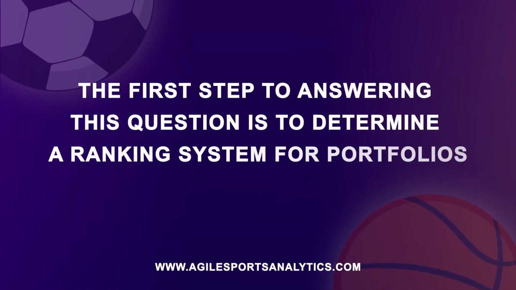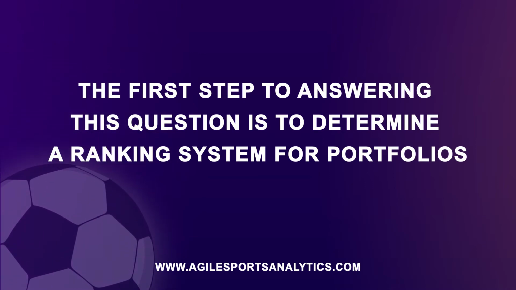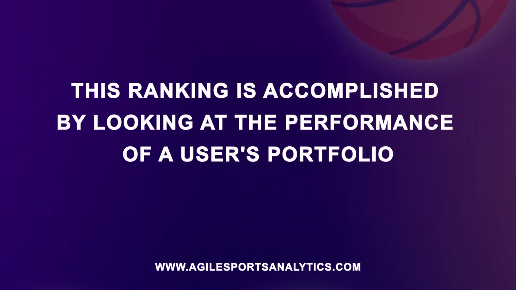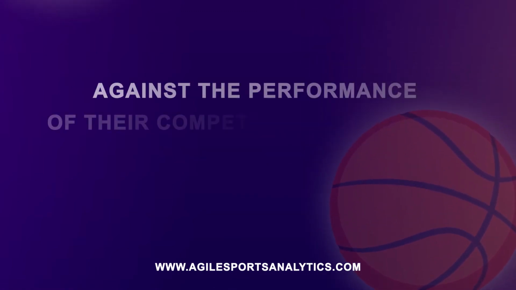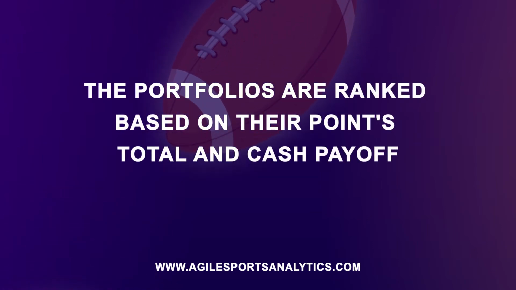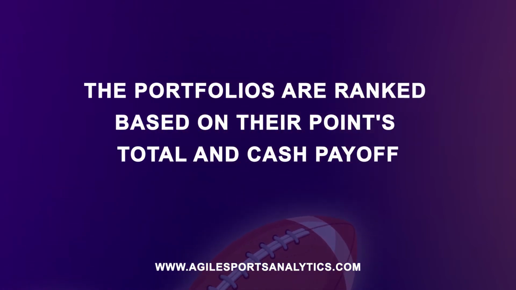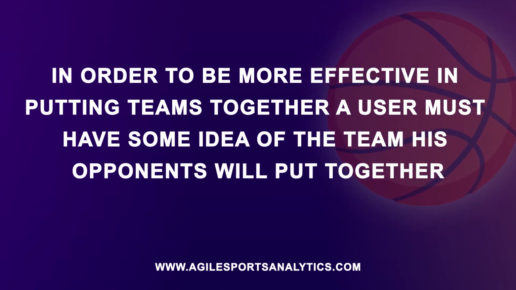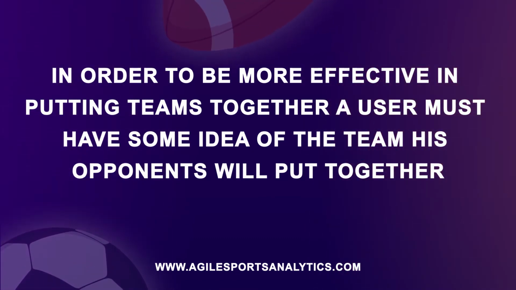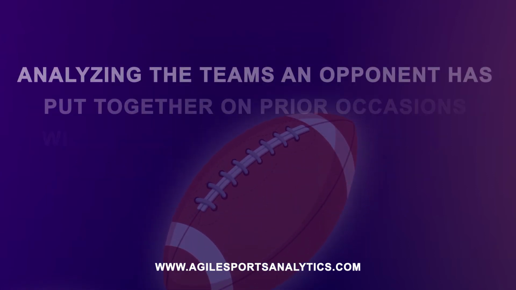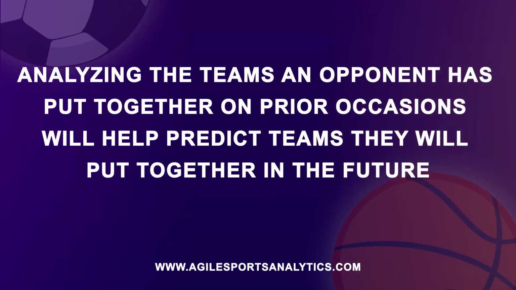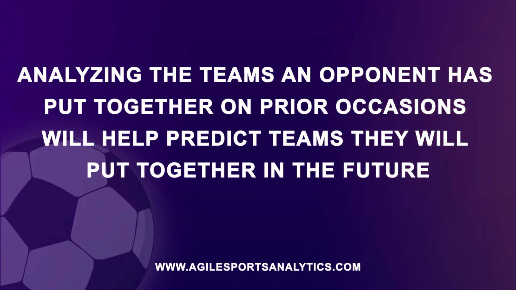The first step to answering this question is to determine a ranking system for portfolios. This ranking is accomplished by looking at the performance of a user's portfolio against the performance of their competitors' portfolios. The portfolios are ranked based on their points total and cash payoff. In order to be more effective in putting teams together, a user must have some idea of the teams his opponents will put together. Analyzing the teams an opponent has put together on prior occasions will help predict teams that they will put together in the future.